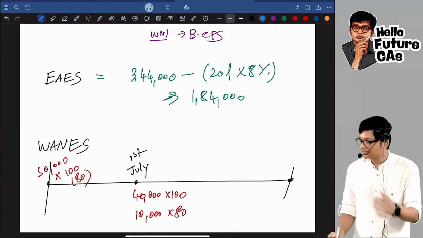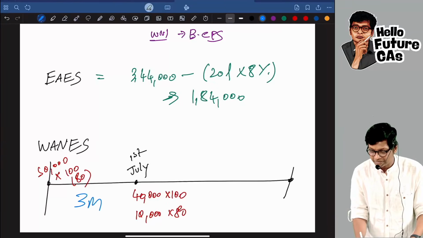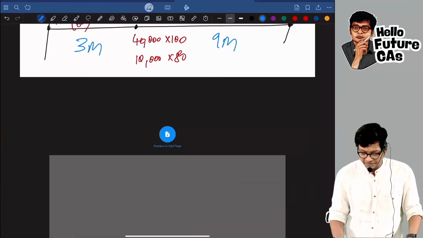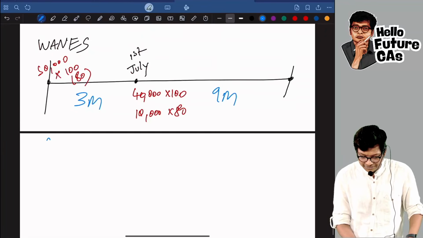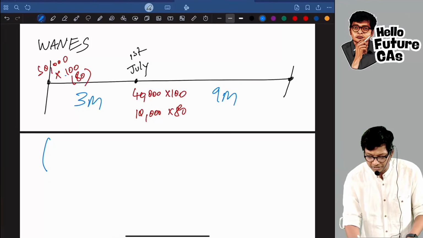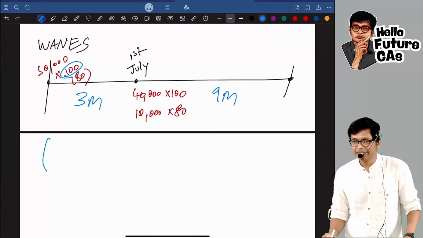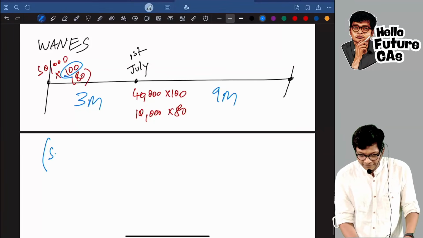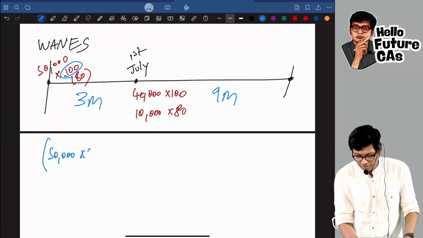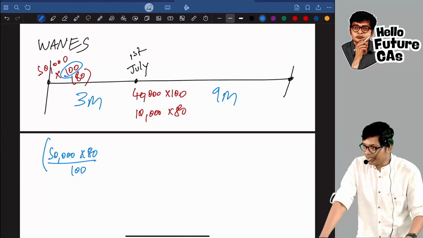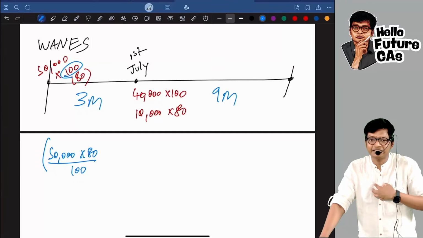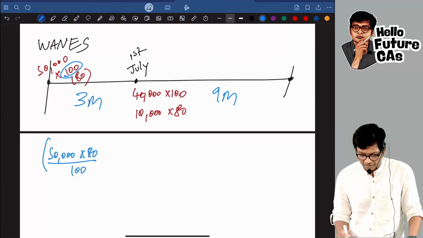For how many months? First 3 months we have to do separately. Next 9 months I have to do separately. Let me do in time basis itself. So for first, and I want to convert everything to 100. Let me convert everything to the face value itself. So for first 3 months, it will be 50,000 into 80 by 100. Whatever I am converting to, I have to divide by that. I am converting here to 100. Am I correct, guys? Hello? So into 80 by 100.